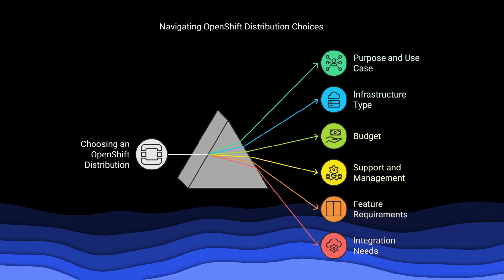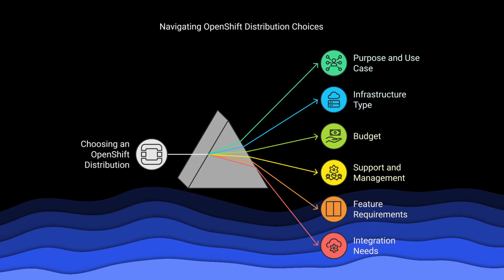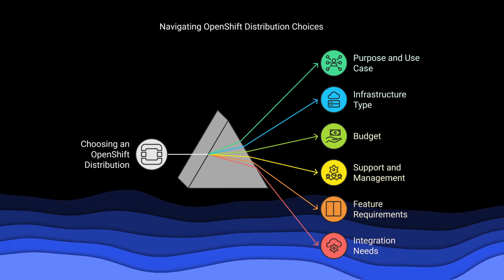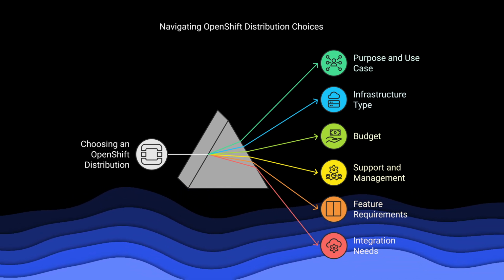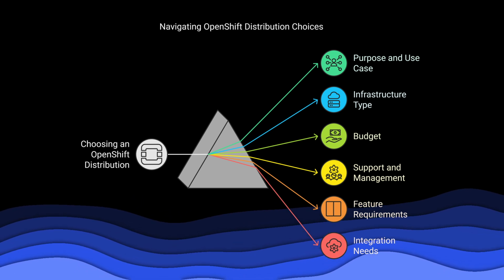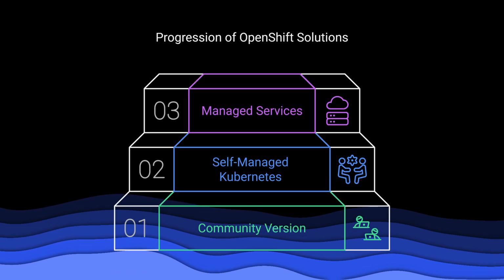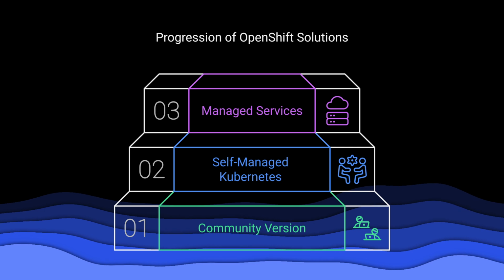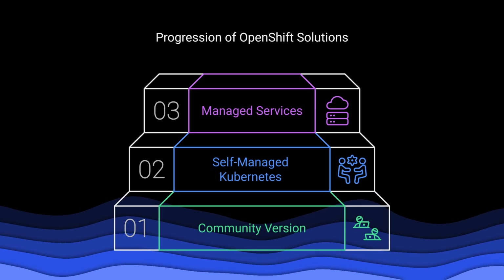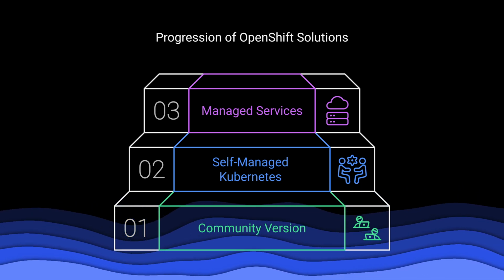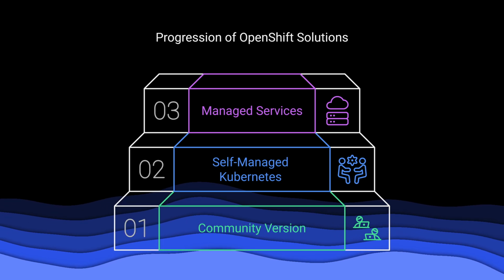Okay, so we've navigated our map. We've looked at all these different landmarks: purpose, infrastructure, budget, support, features, and integration. But I'm sure our listeners are now thinking, okay, that's great, but what should I actually do? How do we boil this all down into some actionable guidance?